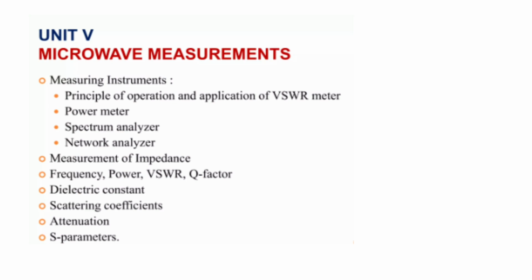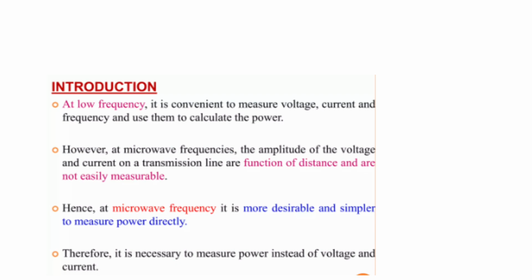And measurement of impedance, frequency, power, VSWR, Q factor, dielectric constant value, attenuation value, scattering coefficients and S parameters, how all these parameter values are measured in the microwave region. It will all be discussed in the upcoming slides. So these are all about Unit 5.